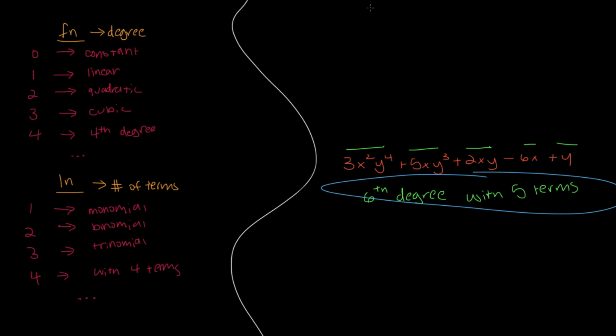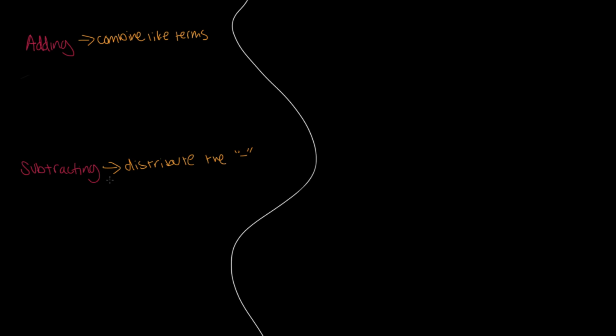So now that we've explored naming polynomials, let's move on to adding and subtracting polynomials. Adding and subtracting polynomials are quite different from each other. When you are adding polynomials, all you need to do really is just combine like terms. However, when you're subtracting, oftentimes you'll have to distribute the negative, and that can get a little tricky. So let's try some examples to see how we can get this working.